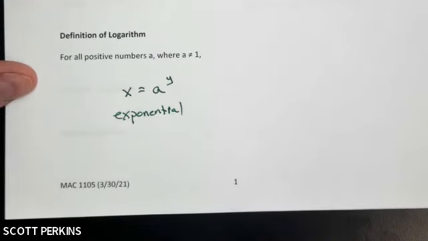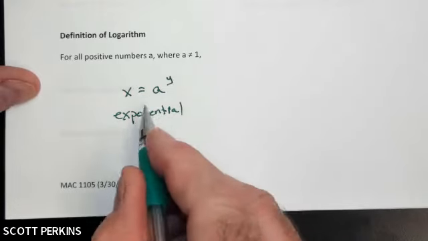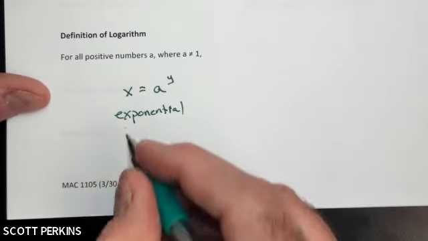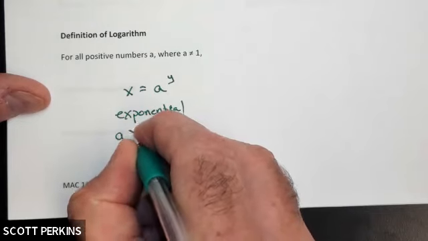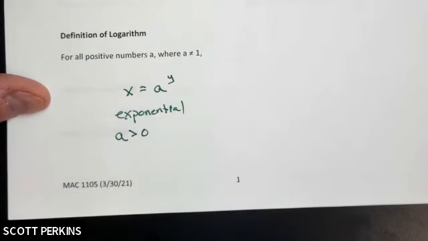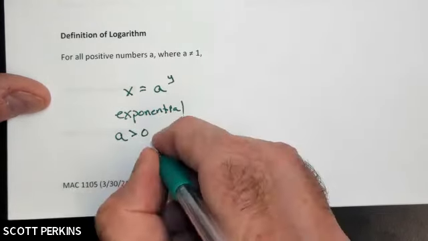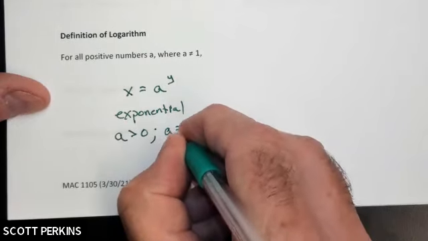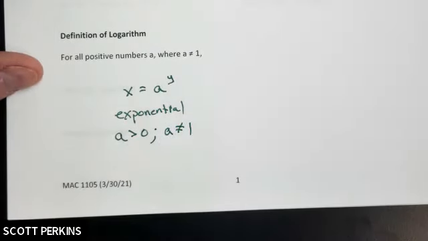Just to refresh your memory, because I know a lot happens between times we're in class together, we said last time that in our exponential statement, we're only considering values of a that are greater than 0. We're not considering any negatives. And also a is not going to be equal to 1. So that still applies to this situation right here.